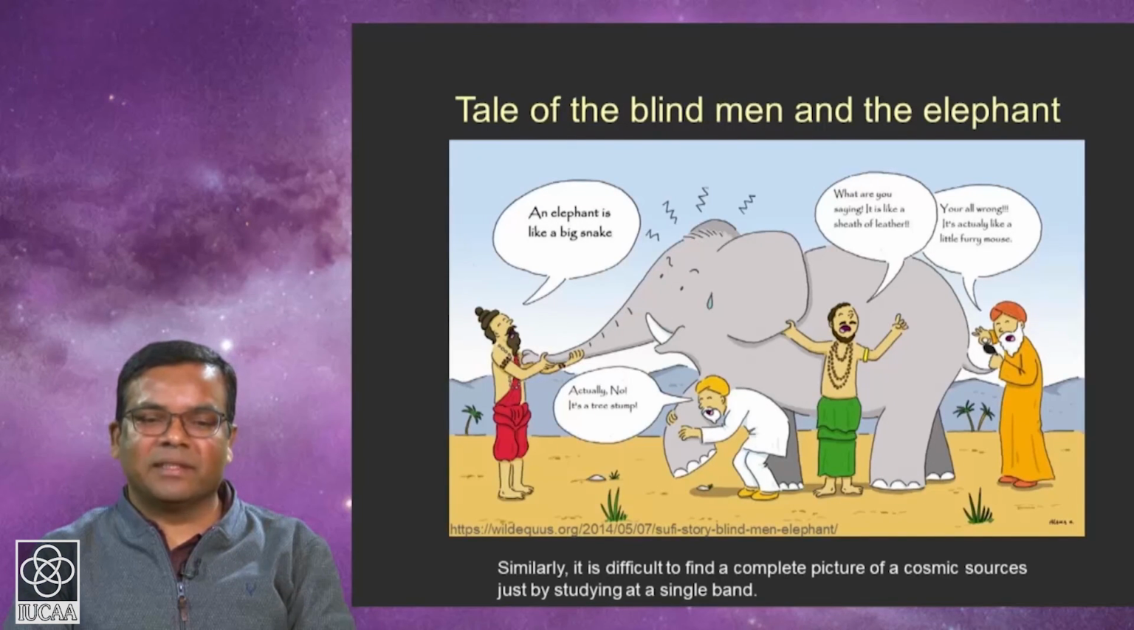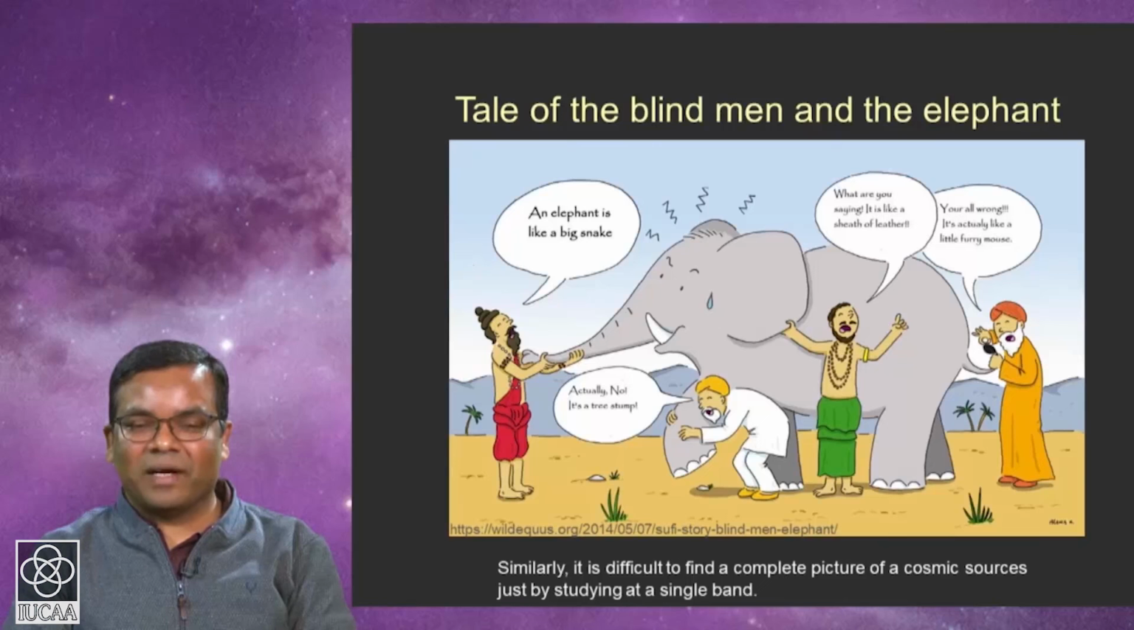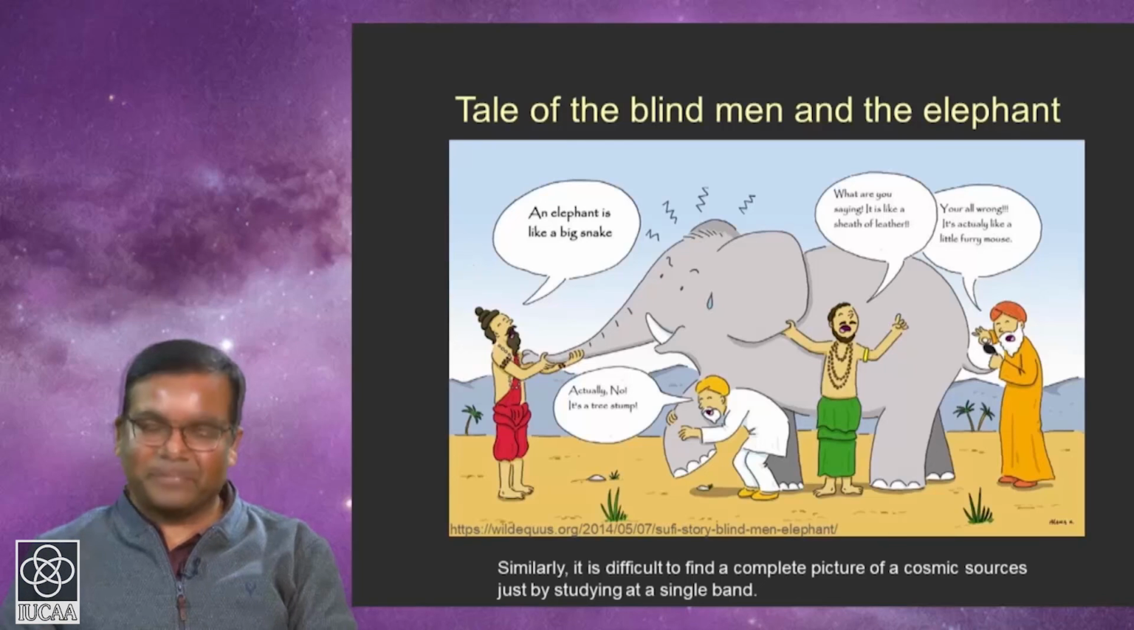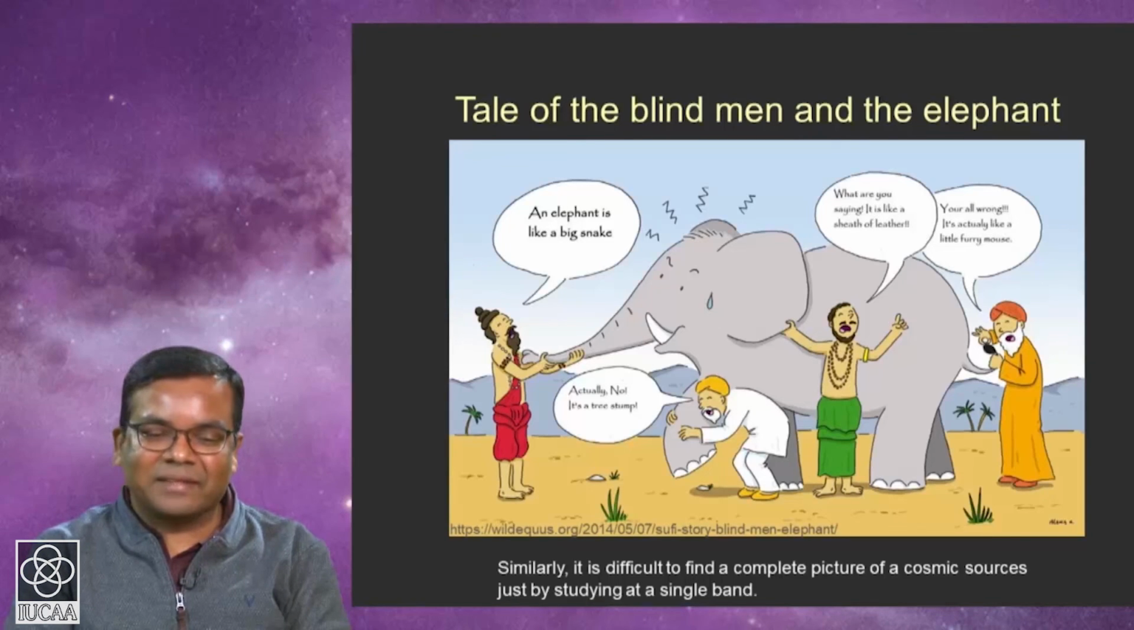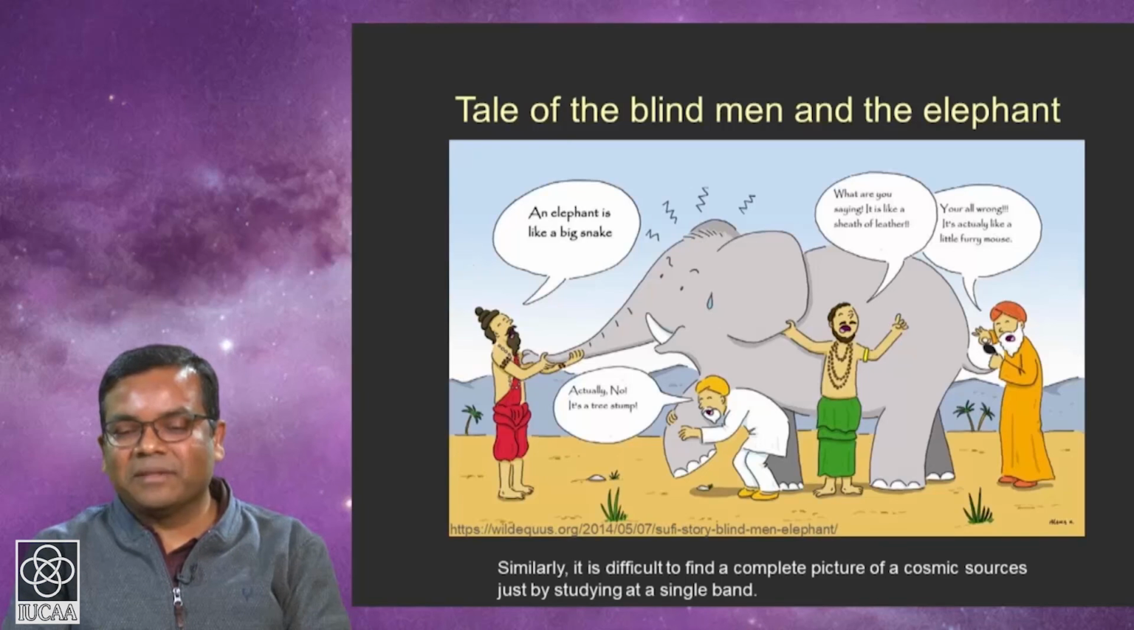Why is multi-wavelength astronomy important? Let me tell you the tale of the blind men and the elephant. So, the story goes like this. There is this animal which people, the blind men, found for the first time, and they are trying to find out what this animal is. Essentially, the blind men touch various parts of the animal and they infer differently.